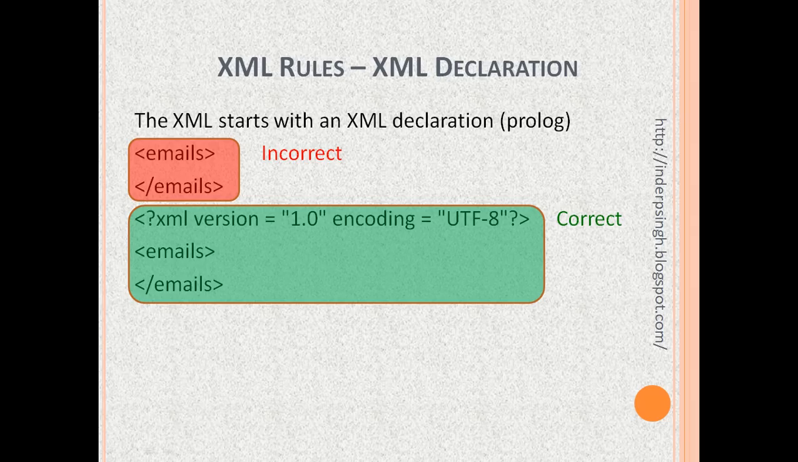The first rule is regarding the XML declaration. Every XML document starts with an XML declaration. Here in this example we have the root element, but there is no XML declaration, so this is incorrect. The correct way to write the XML document is to first put the XML declaration. Every XML document starts with <?xml, and then we give the version of the XML, and we can give the optional encoding also. After the XML declaration we have the root element. The root element here is emails. This is the emails opening tag, and this is the emails closing tag.